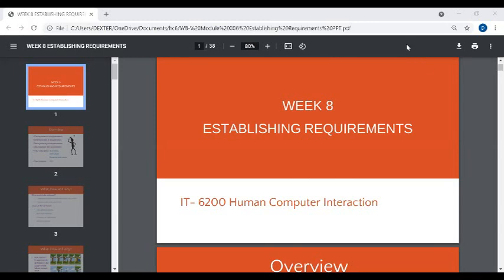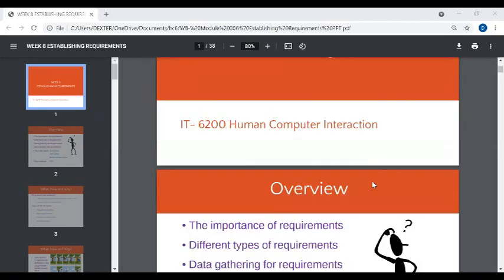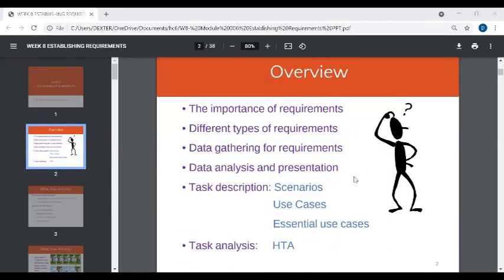So, our topic today is about establishing requirements. So, week 8. Okay? So, our overview. The importance of requirements, different types of requirements, data gathering for requirements, data analysis and presentation, task description, scenarios, use case, essential use case, and task analysis or HTA.